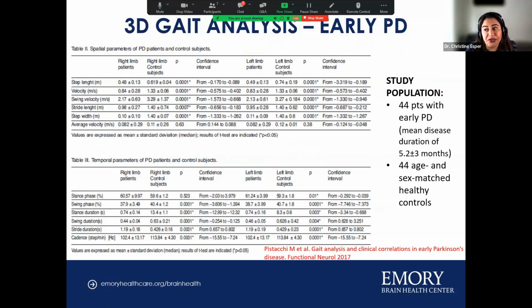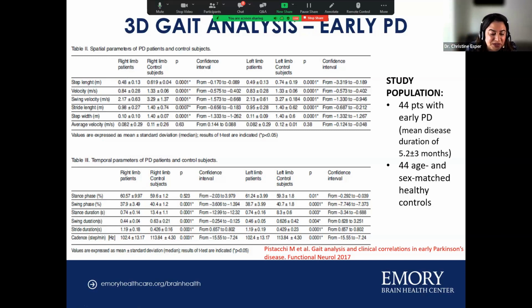So one of the questions is, can we use 3D gait analysis to detect early Parkinson's disease? This study looked at 44 patients with early Parkinson's disease, like quite early, about 5.2 months into the disease, plus or minus 3 months. And compare the data to 44 age and sex matched healthy controls. As you can see, a number of the parameters studied, both the spatial parameters as well as the temporal parameters, were statistically significant when you compare the early Parkinson's disease patients to the healthy controls. So the question is, can this be done on a larger scale to help predict early Parkinson's disease?